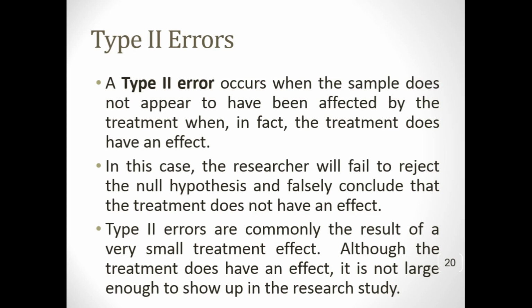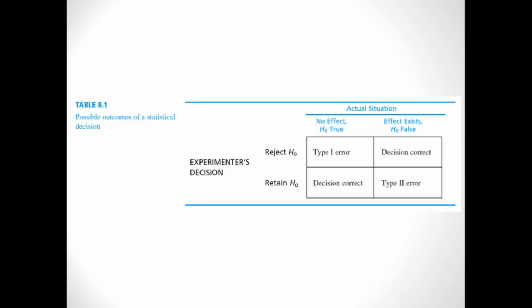So we can illustrate the two types of errors in this table. Type 1 error is the probability of rejecting H0 when there is no effect, which means when H0 is true. Type 2 error is the probability of retaining H0 when H0 is false. In the other two cases, we have a correct decision.